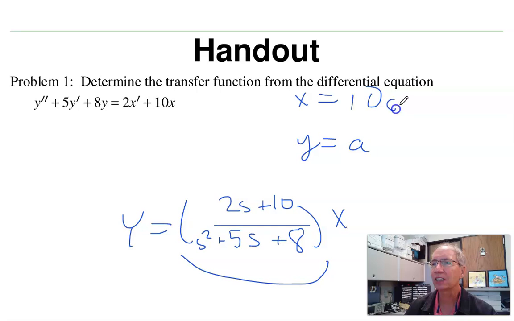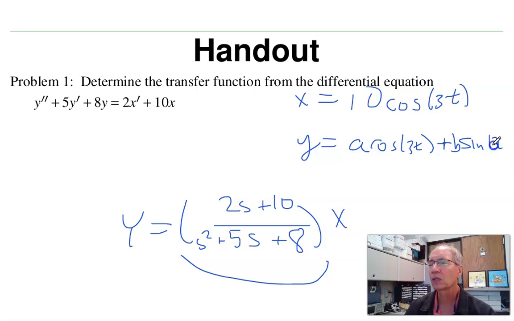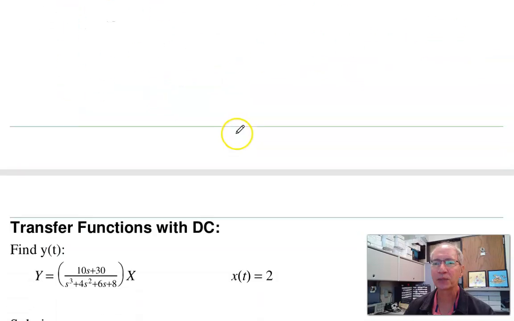Suppose x is 10 cosine of 3t. Now solve for y. Now what I would do back in calculus is assume y is in the form of a cosine of 3t plus b times sine of 3t. Take the first derivative, substitute, second derivative, substitute, derivative of x, substitute, match the sine terms, match the cosine terms. 20 minutes later, I get an answer. That's pretty painful. There is an easier way to do it. That easier way uses phasors, what we talked about last week.